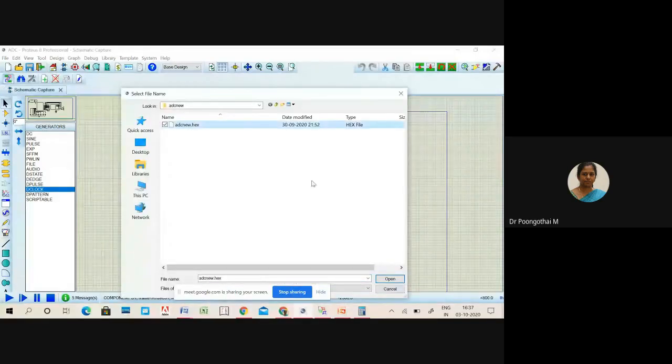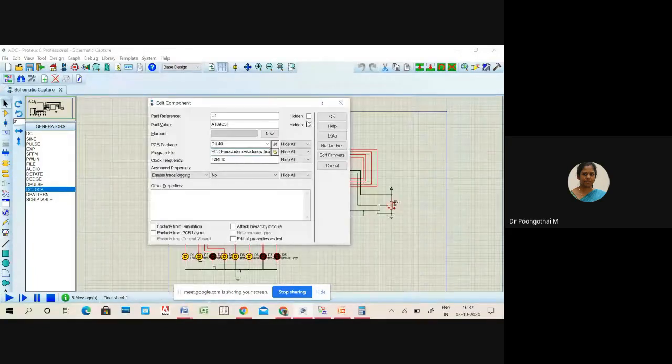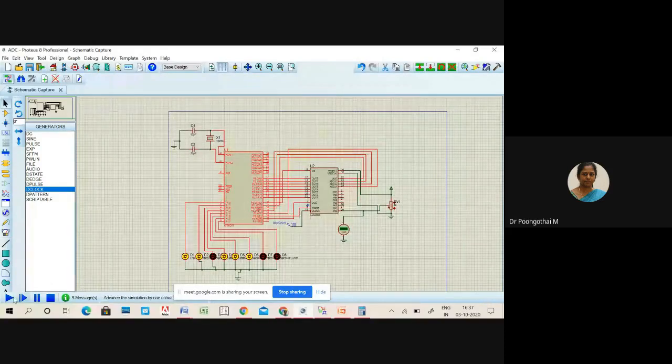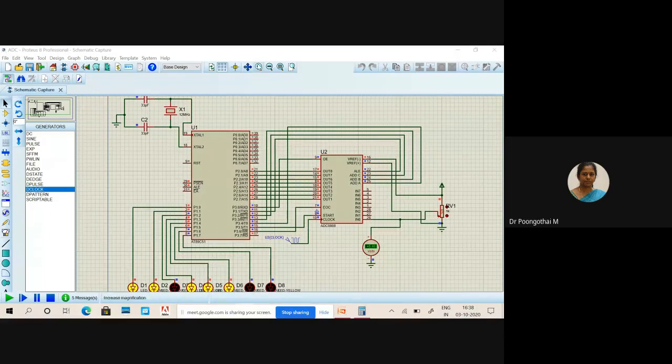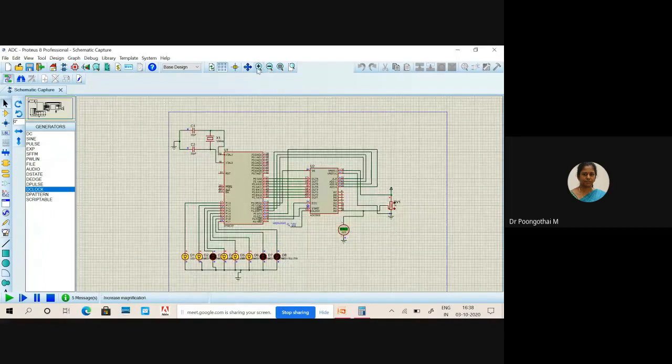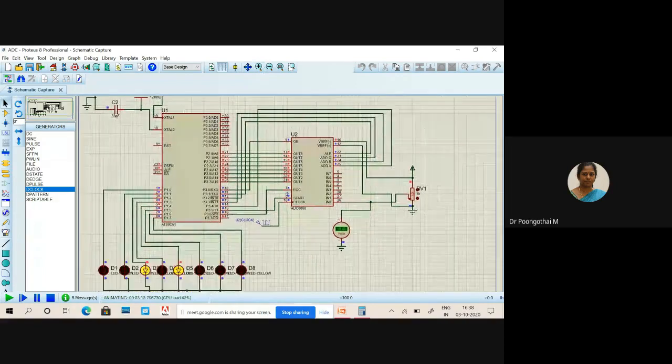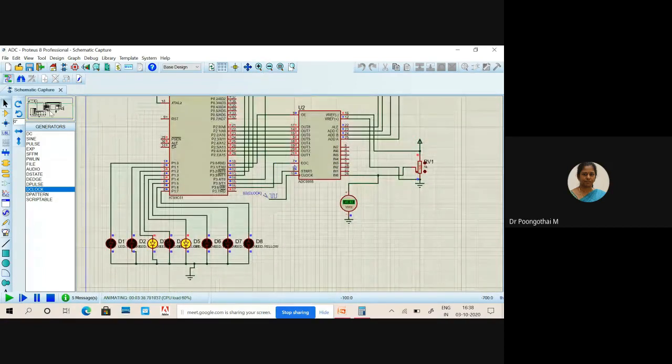So I'm going to load this hex file. So let's simulate this circuit. Let's see what is happening. Suppose your input is 0, for example. So input is 0.